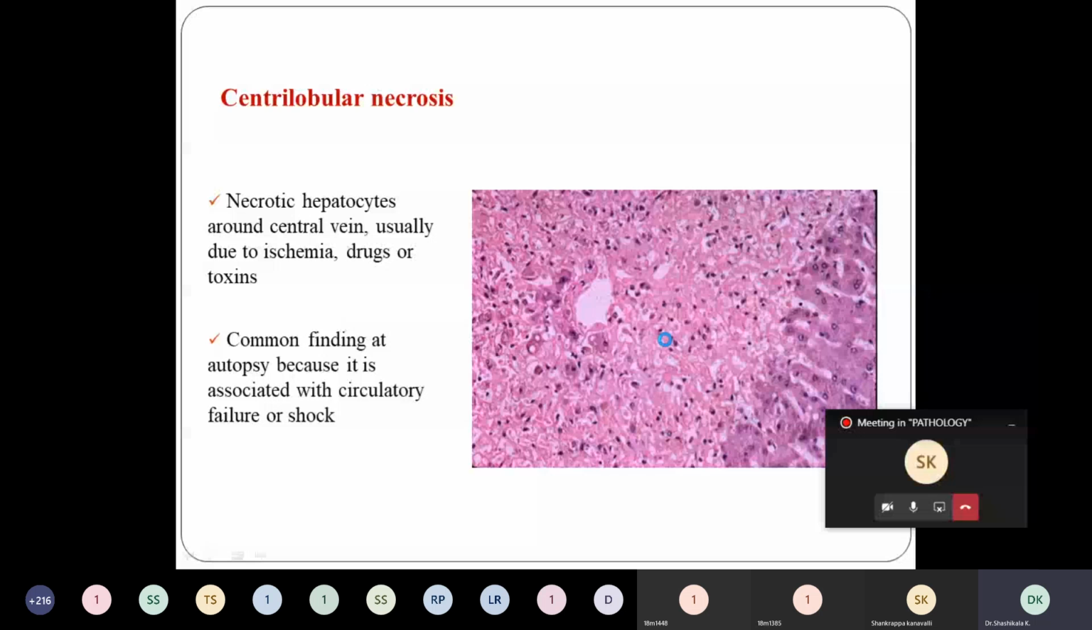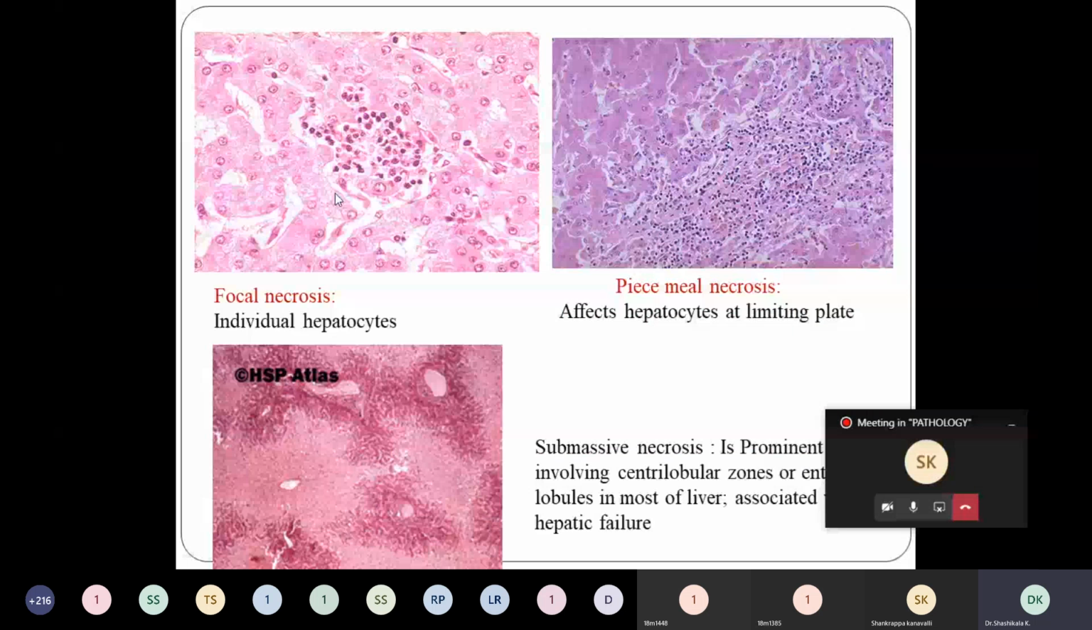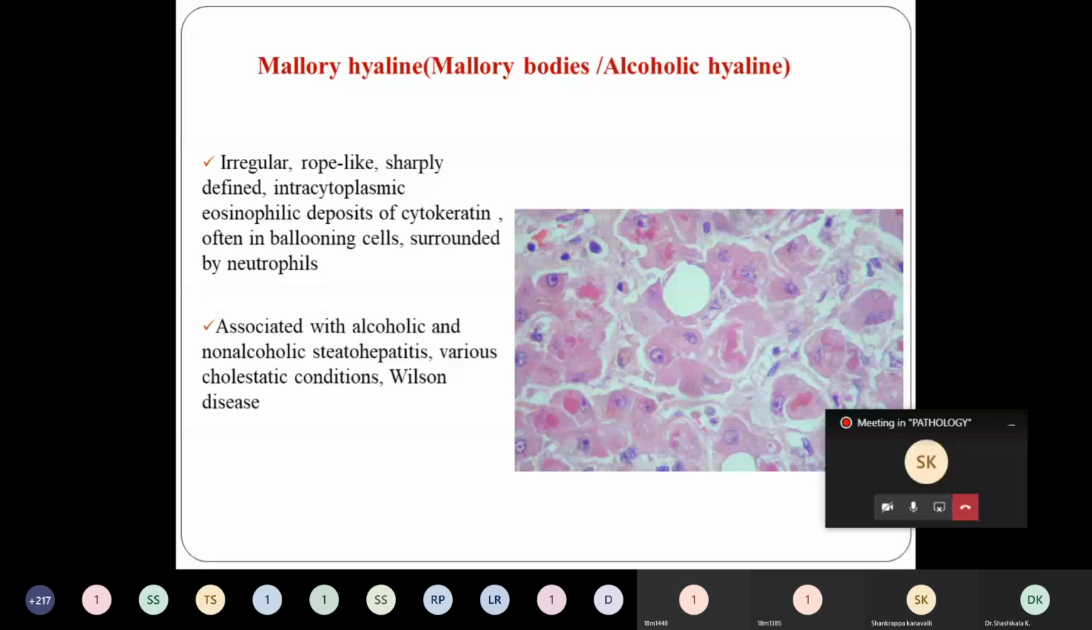Then this is another focal necrosis where individual hepatocytes are necrosed along with inflammatory cells such as neutrophils. Here you have completely irregular necrosis, which is called piecemeal necrosis, which affects the hepatocytes at the limiting plate. Then you have submassive necrosis. It's prominent necrosis involving the centrilobular zones. So these are the centrilobular zones here. Zones or the entire lobe could also be involved, especially in case of hepatic failure.